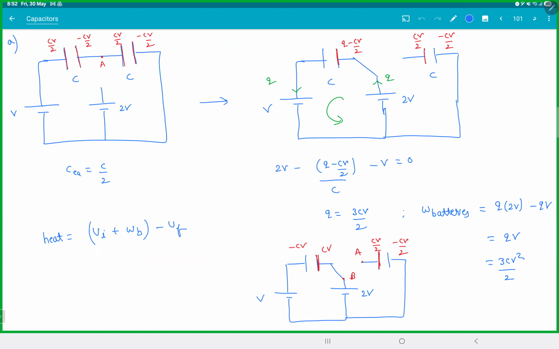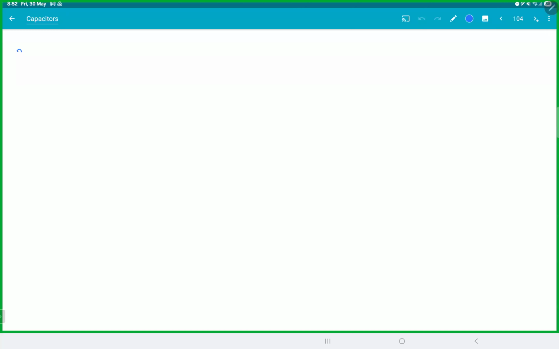Next one. This is a decent mains level question. They do ask this thing. Till now, I was giving you charge on the capacitors. They'll say it like this: we have a capacitor C1 charged to a potential V1, and another capacitor C2 charged to potential V2. This is also a good result to remember.